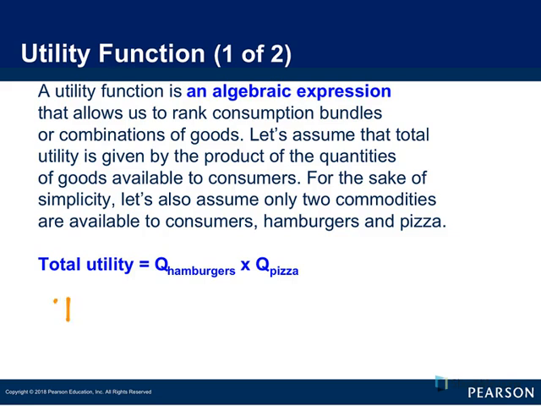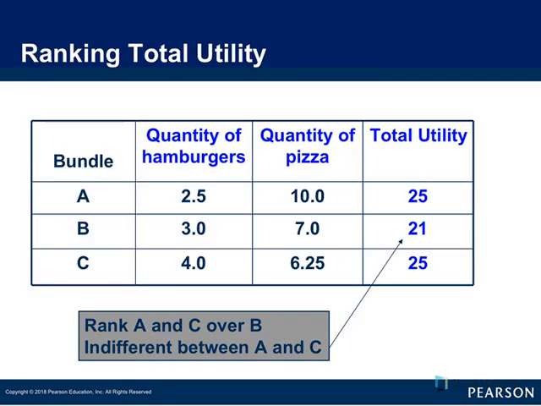So the equation for total utility is simply the quantity of hamburgers multiplied by the quantity of pizza. That would give us a demonstration of what the total utility would be like. So utility is a measure of satisfaction, and the total utility is the maximum amount of satisfaction we get as we go ahead and consume products. This is a demonstration of total utility.